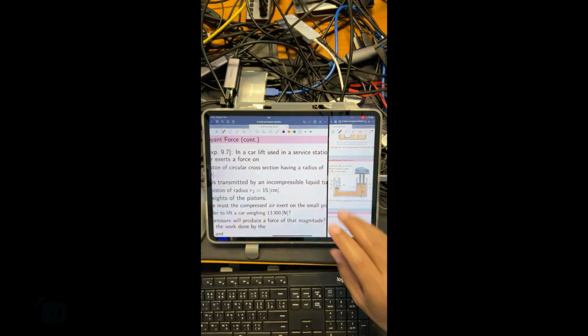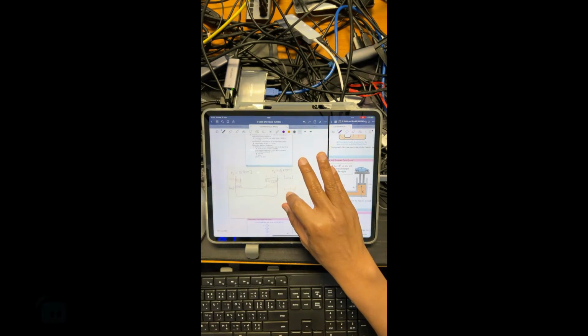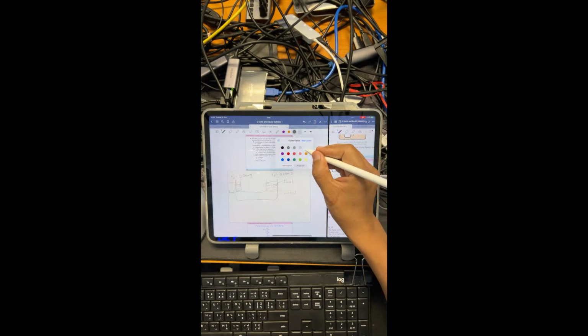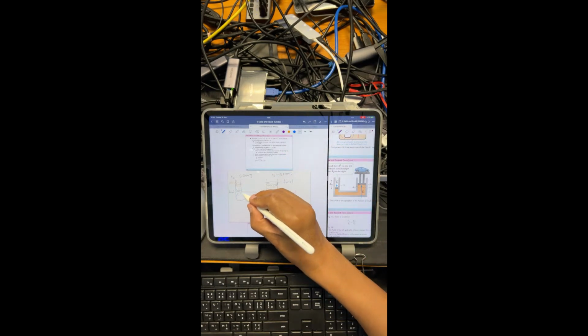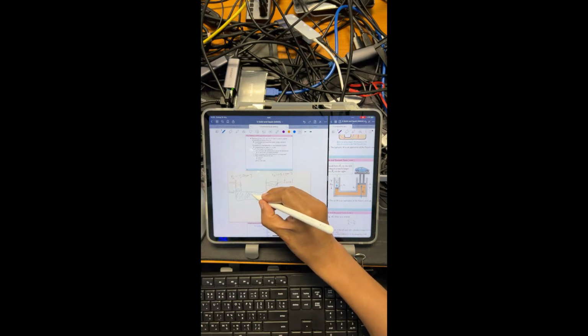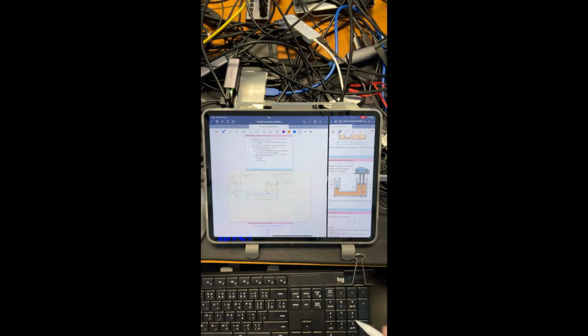Okay, the pressure is transmitted by an incompressible liquid. Okay, let's take a look at this word. Incompressible means this liquid cannot change its volume. Okay, let's say we have this liquid, right? It's hydraulic oil. Okay, hydraulic oil is incompressible. Okay, it's incompressible liquid.